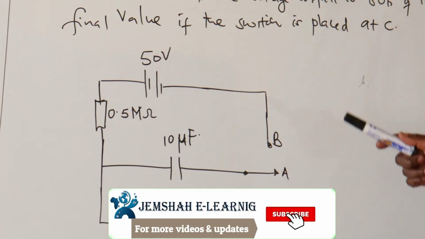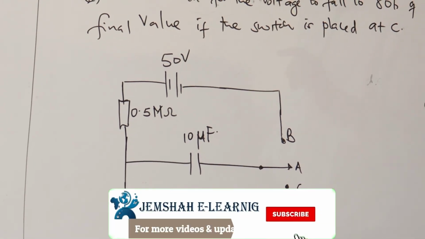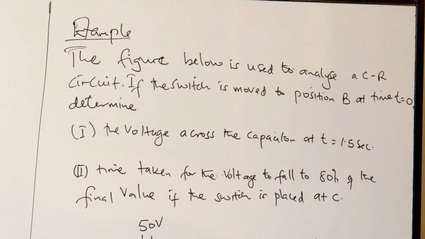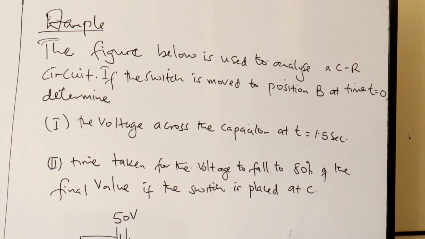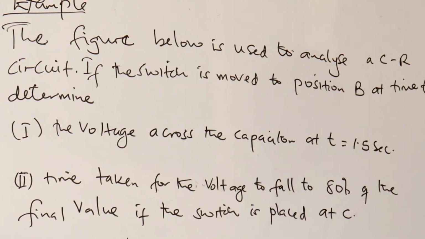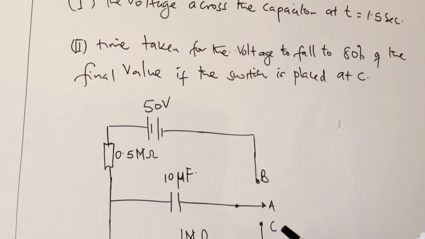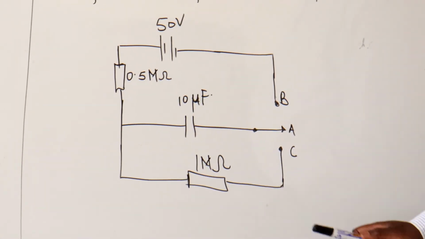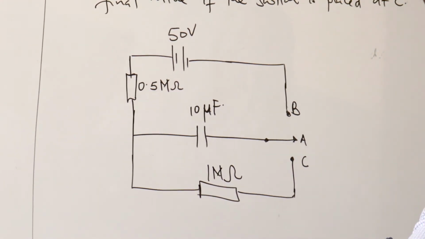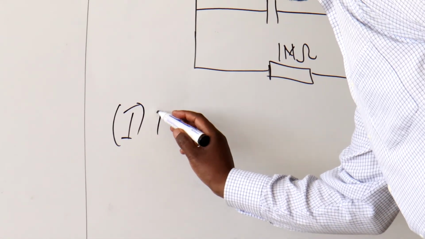The first part tells us that if the switch is moved to position B at an instant, time goes to 0. Then you're asked to determine the voltage across the capacitor at time t equal to 1.5 seconds. The first thing you have to know is the time constant for this circuit, which should be found when the switch is connected to point B, so that we are able to get the formula. We are dealing with part 1 of the question.